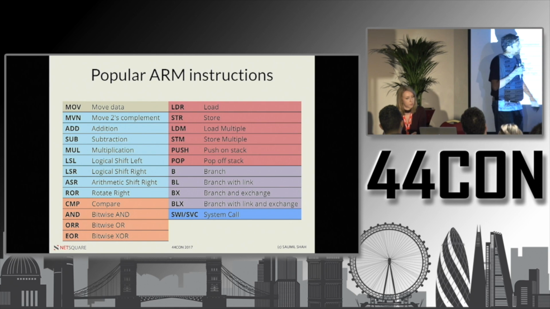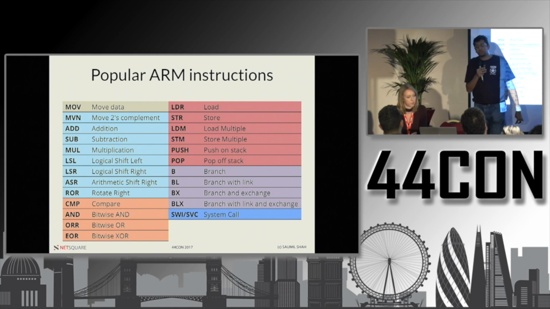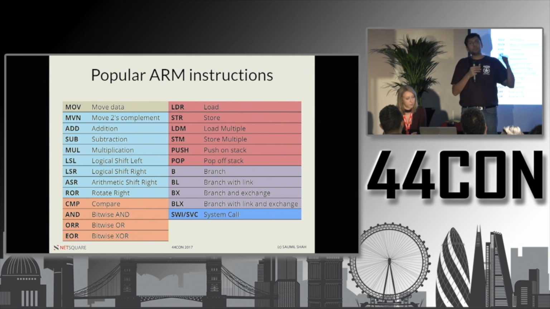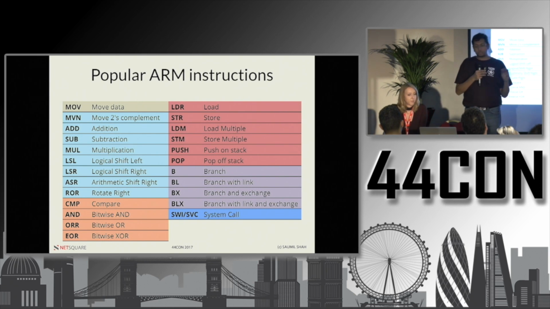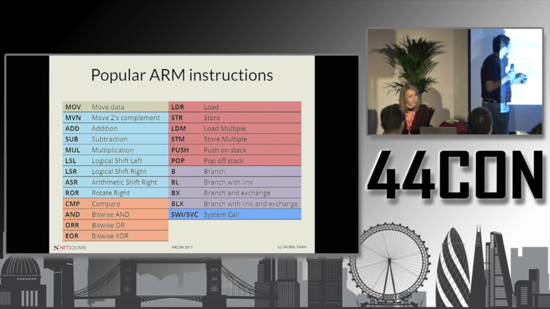Even push and pop are variants of load store. In Intel, you can only push one element or pop one element at a time. In ARM, you can push n number of registers and pop n number of registers in one go. Then the 4 branch instructions I already talked to you about.